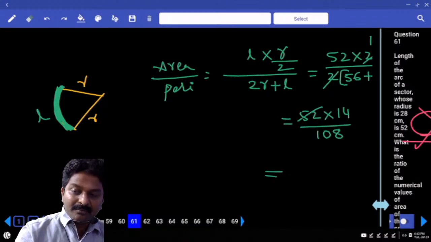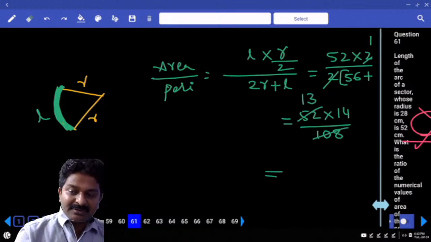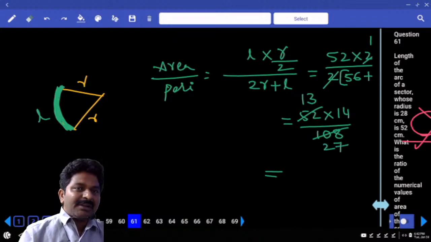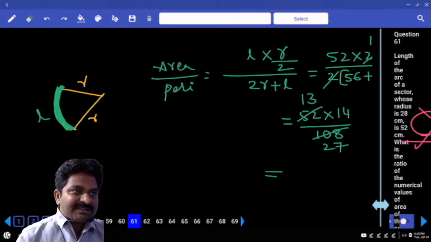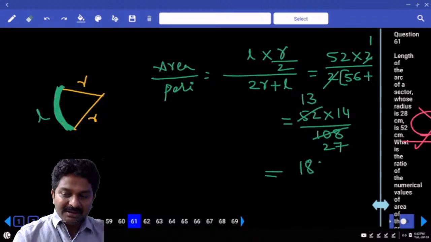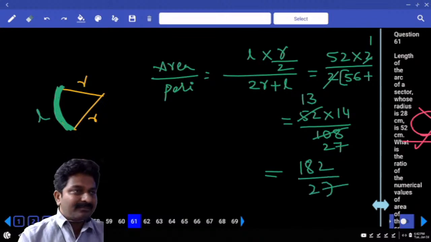Cancellation with 4. 13 times 4, 27 times. 13 into 14, product of consecutive numbers: small number square plus small number. 169 plus 13, 182 by 27.